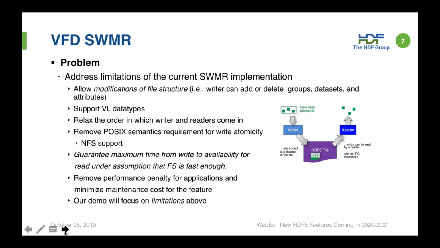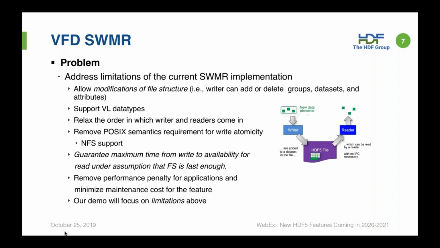So the problem we're trying to address is we have to remove limitations of the current swimmer implementation. Just to remind you, current swimmer can only append data to existing data sets. One cannot modify file structure, cannot add or delete groups, for example, data sets or attributes. So we would like to enable swimmer to allow modifications of file structure.